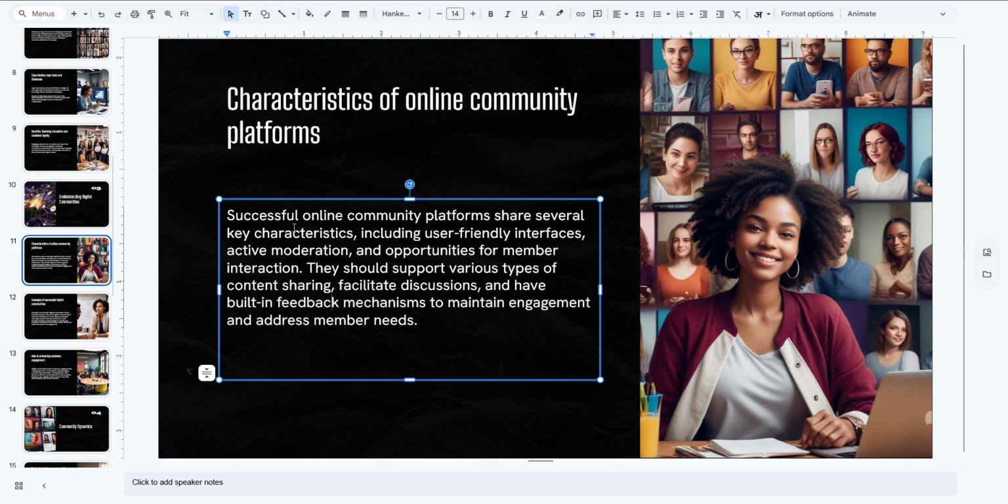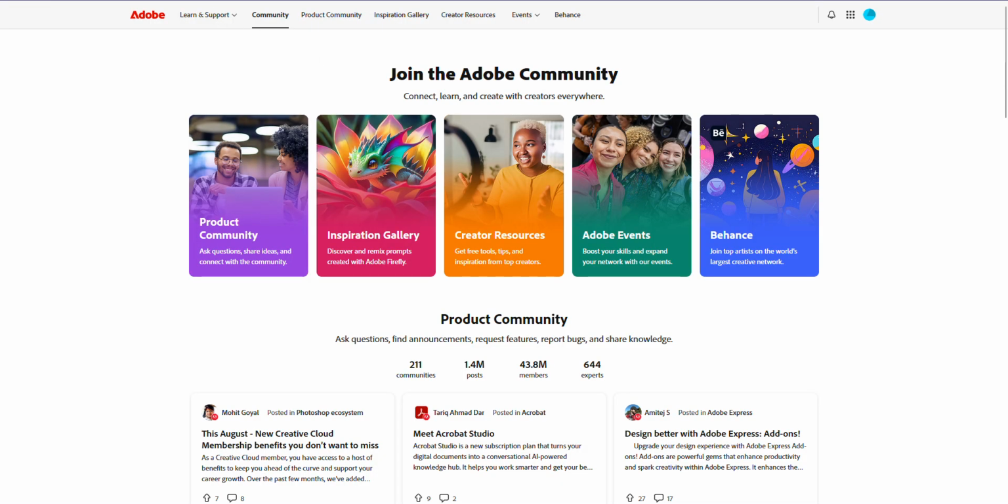So again, successful online community platforms share several key characteristics, including, of course, this is about UI and UX, so user interface, user experience. So it has to be a user-friendly interface. It's adobe.com/community, easy to remember, and then it's very easy to navigate through.